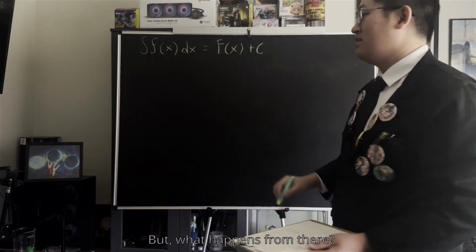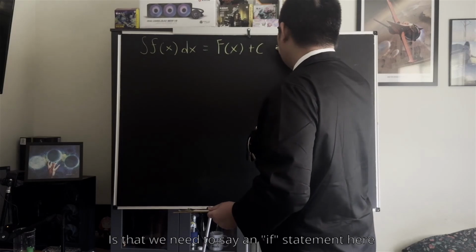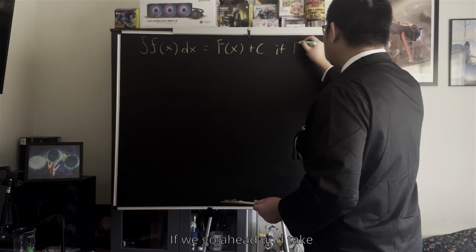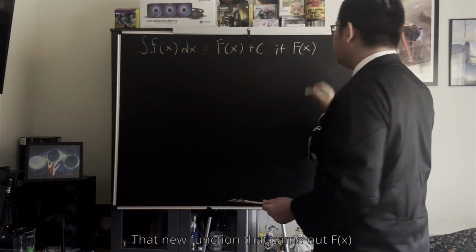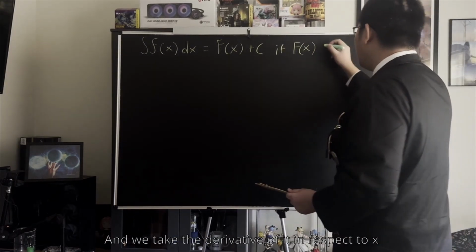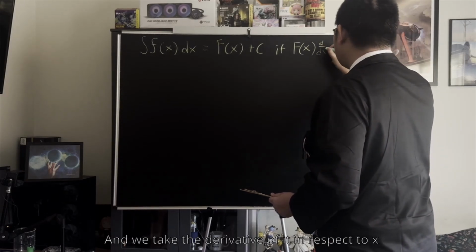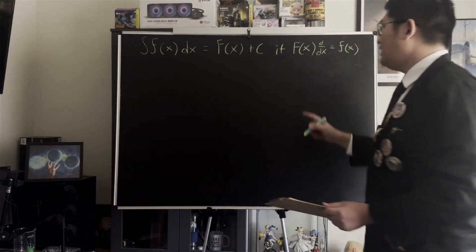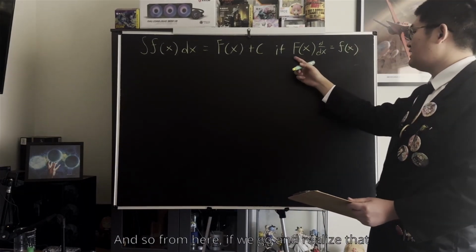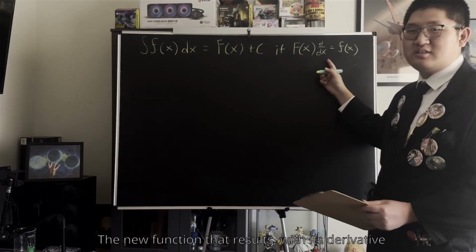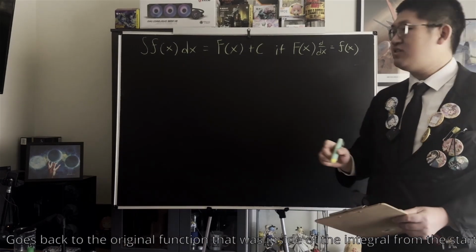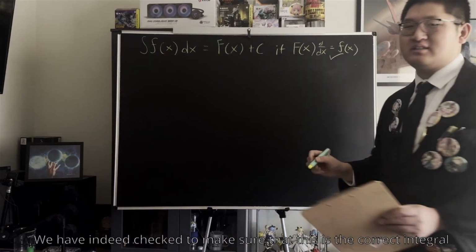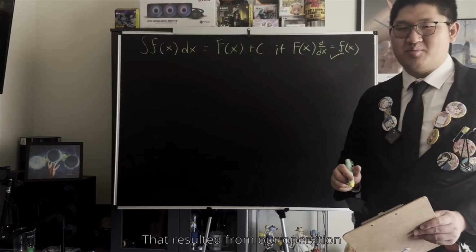But what happens from there is that we need to say an if statement here. If we know that this is the integral, then if we take that new function that came out, capital F of x, and take the derivative of it with respect to x, we will end up with the starting function f of x. So if the new function's derivative goes back to the original function that was inside the integral from the start, we have indeed checked that this is the correct integral that resulted from our operation.